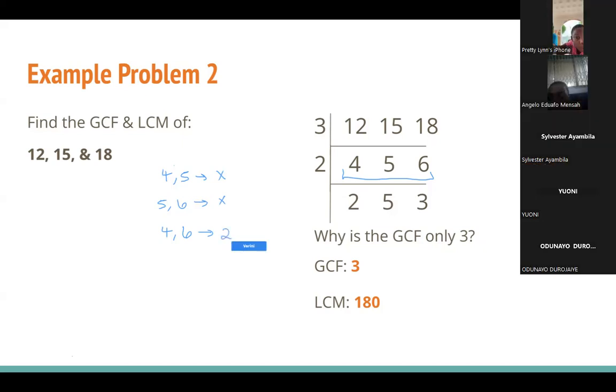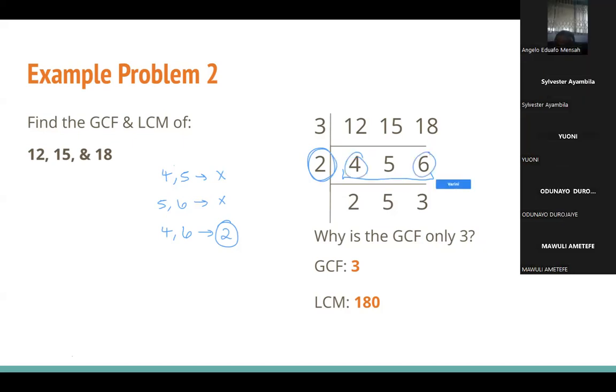Okay, so now when we look at this, we can still pull out a 2 from 4 and from 6, but we can just leave 5 alone. So when we pull out a 2 from 4, we're left with 2, and then we just leave 5 alone. And then we pull out a 2 from 6, which gives us 3. But when you do this, you have to be careful, because the GCF is something that's common between every.